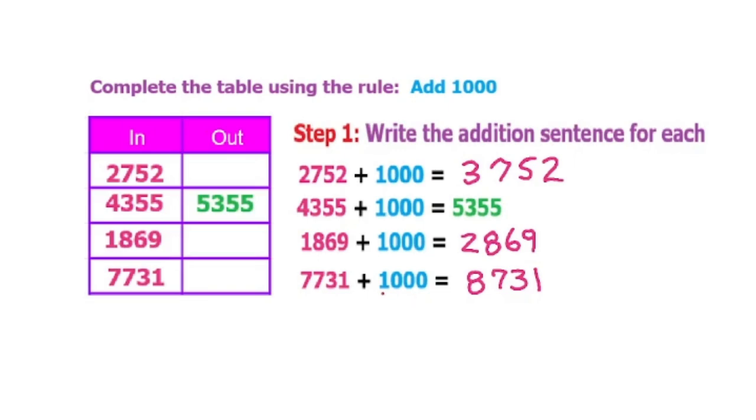So when you add 1000, the thousands changes only. You just add 1 to it. And that's really the end of this problem. And we could write the numbers in for the answer. And let's do them all in green. So 3752, 2869, and 8731.